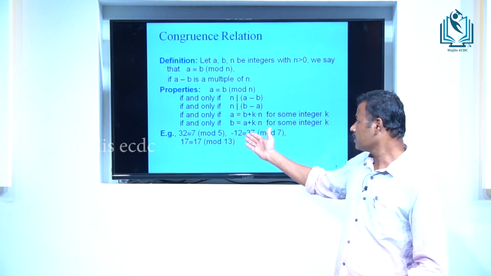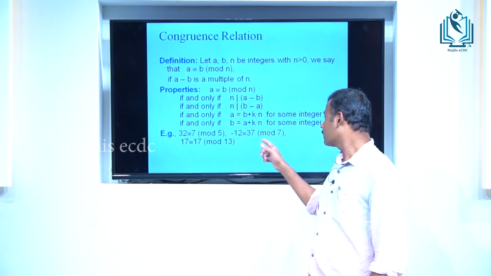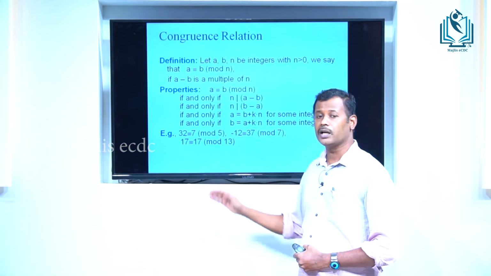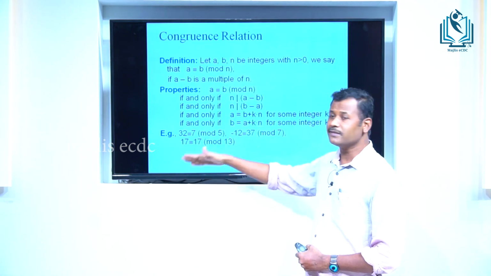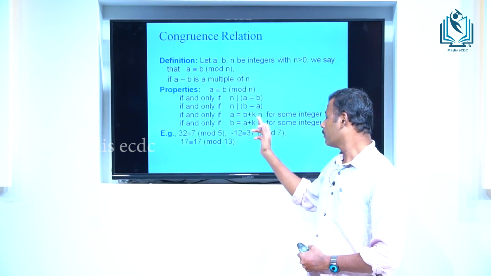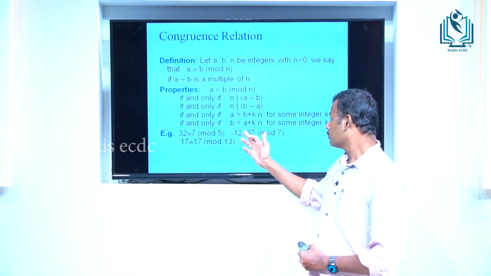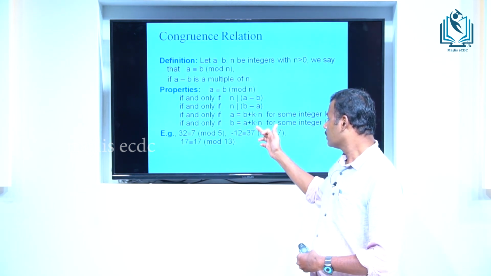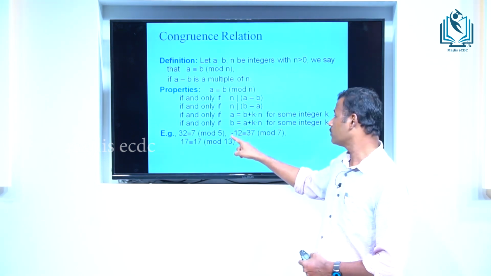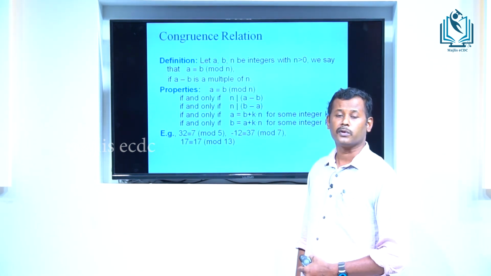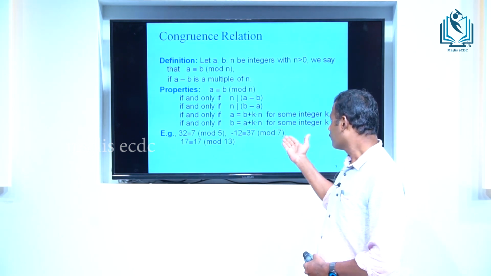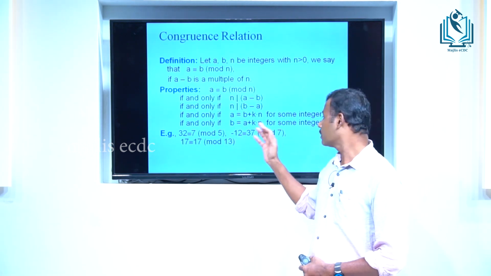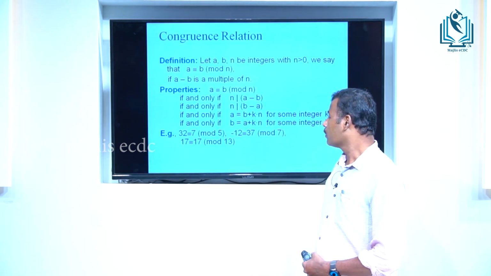Next example, minus 12 is congruent to 37 mod 7. That means minus 12 minus 37 equals minus 49. You know that 7 is a factor of minus 49, so minus 49 is a multiple of 7.